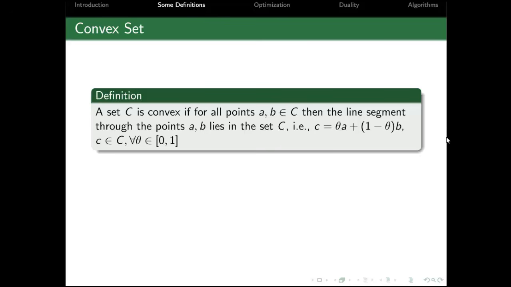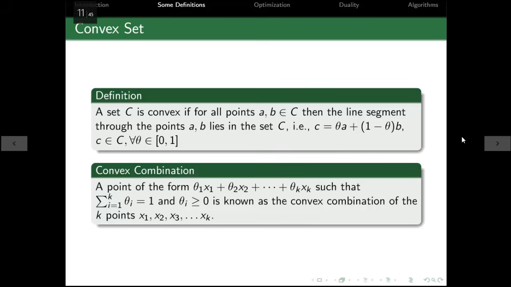Next, let us look at the definition of convex combination. A point of the form theta 1 x1 plus theta 2 x2 and so on till theta k xk, such that the coefficients sum up to 1 and the coefficients are non-negative, is known as the convex combination of these k points.